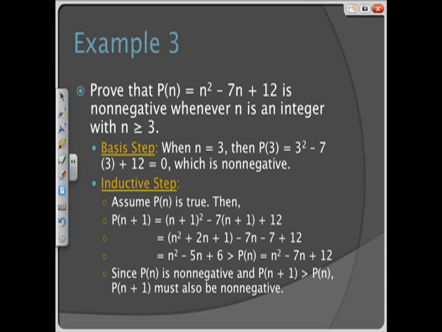Then P(n+1) equals (n+1) squared minus 7 times (n+1) plus 12, which simplifies to n squared plus 2n plus 1 minus 7n minus 7 plus 12, which then simplifies to n squared minus 5n plus 6, which is greater than P(n), which is n squared minus 7n plus 12. Since P(n) is non-negative and P(n+1) is greater than P(n), P(n+1) must also be non-negative.